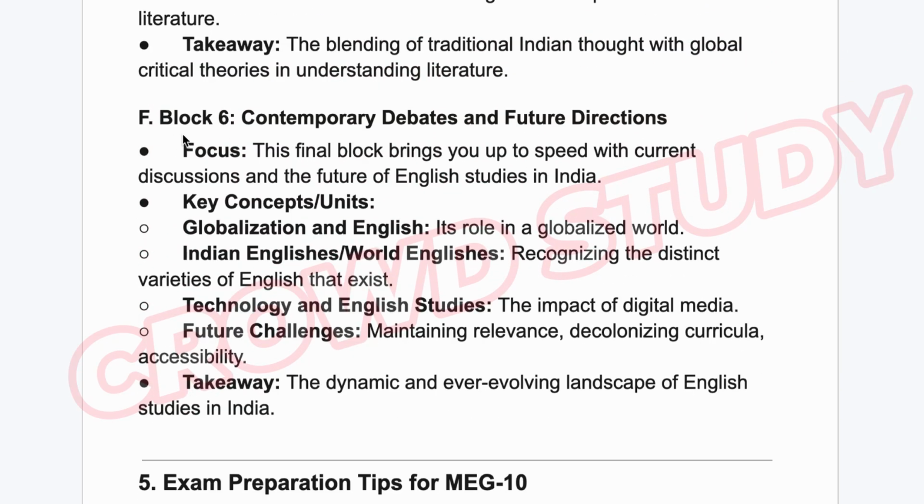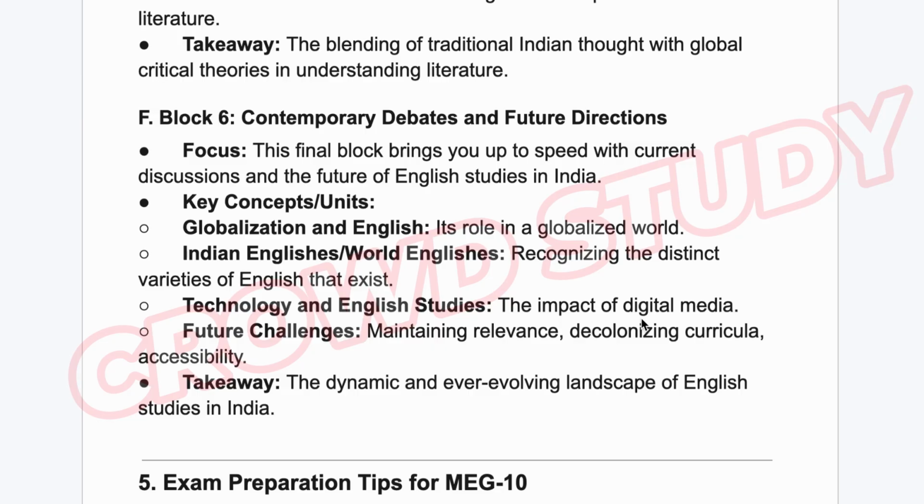Now move to block number 6. What they cover in block number 6: contemporary debates and future directions. It focuses on the final block, brings you up to speed with current debates and the future of English studies in India. Globalization and English, its role in a globalized world. Recognizing the distinct variants of English that exist.